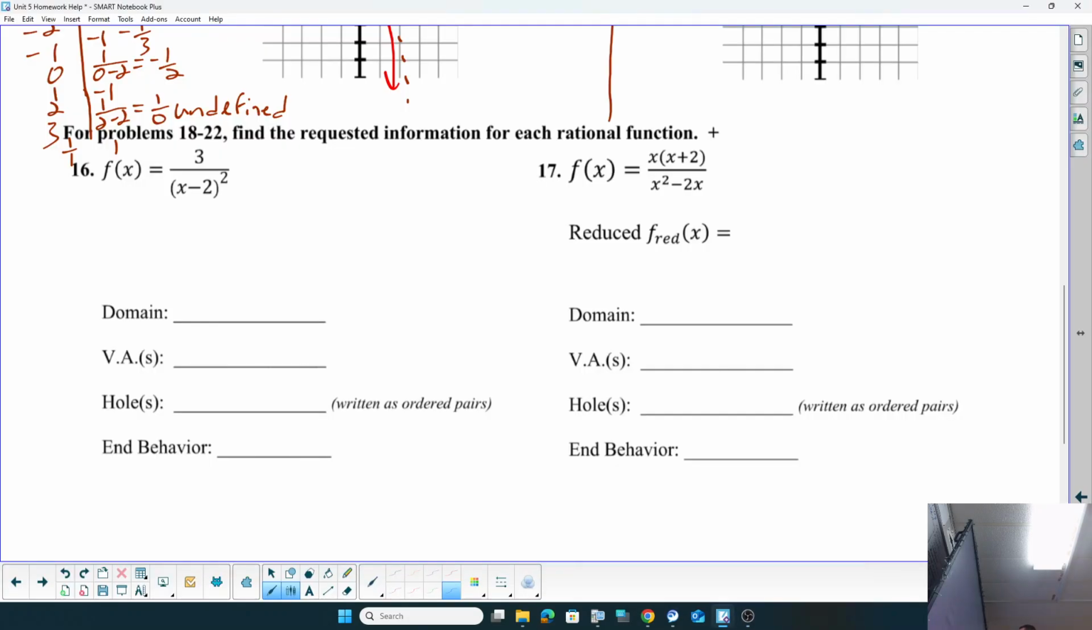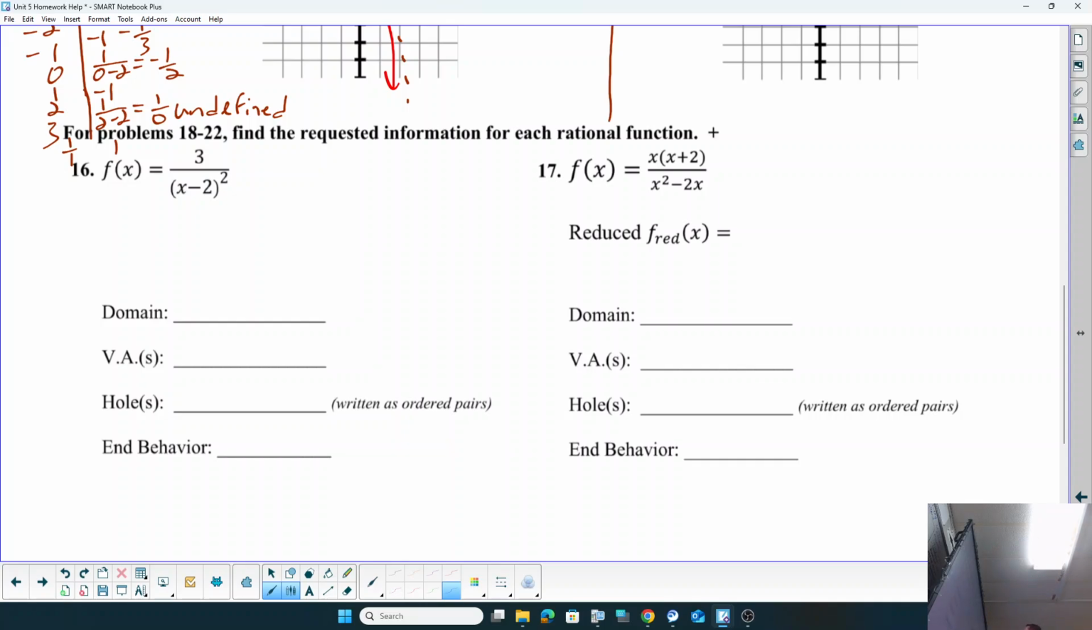5.4 we're finishing, then 5.5. Cruising, we're cruising. Okay, so let's see here. So now we're on number 17. Make sure you pause me. Try 16 on your own. Try 17 on your own. And then push play and see how you did.